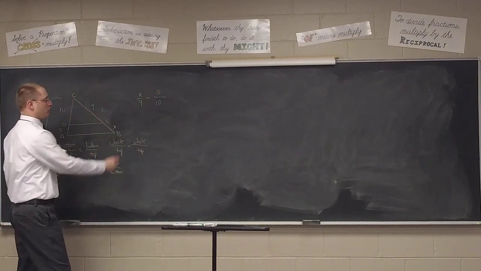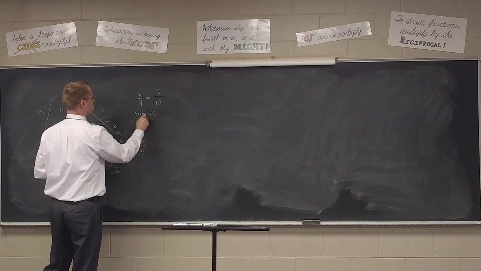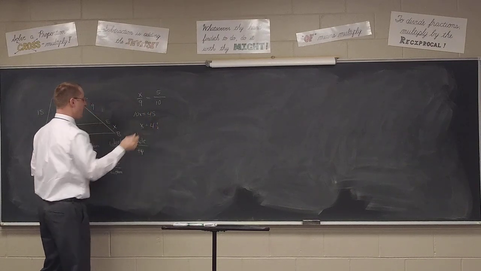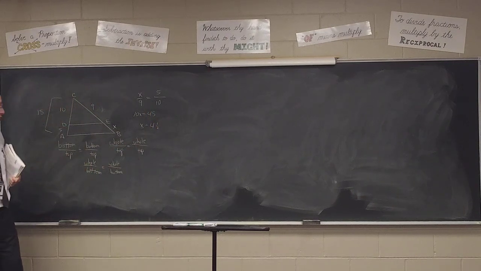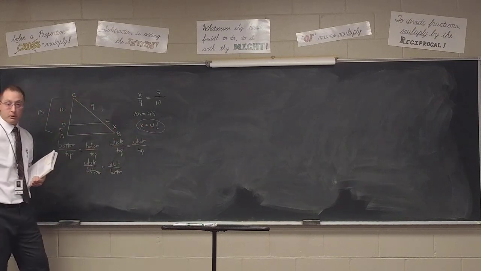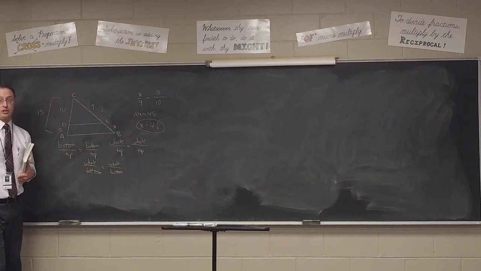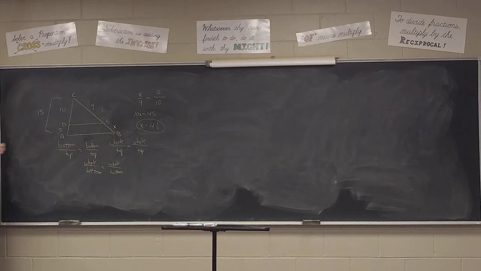5. And so you cross multiply, 10x equals 45, you divide both sides by the 10, you get 4.5. This time there are no units, so it's just 4.5. And then we have 4.5 for number 3. Questions on that? Use the proportion.